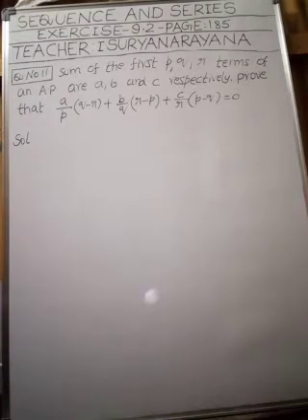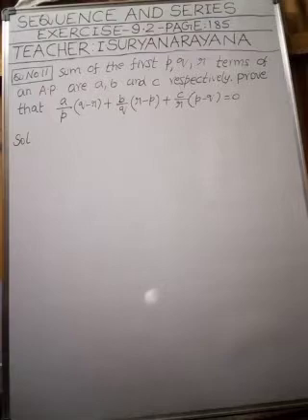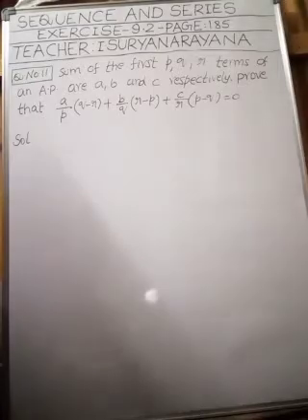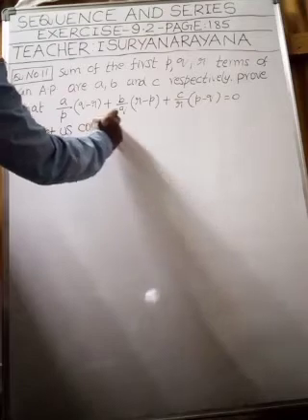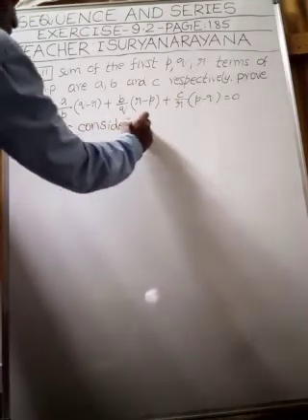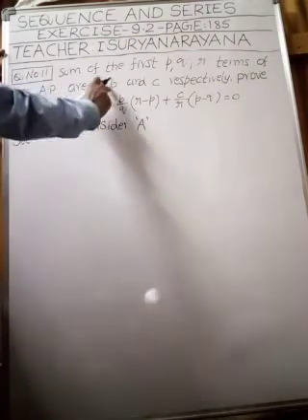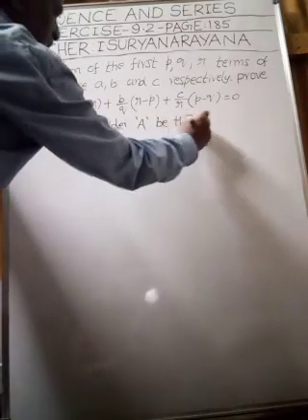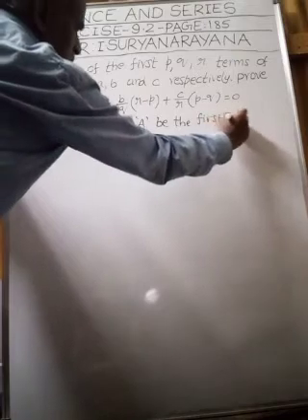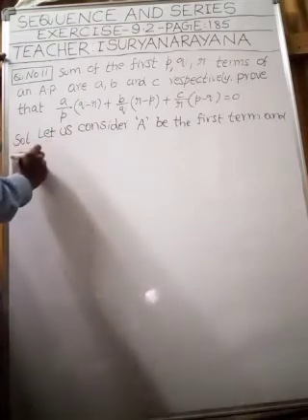As we have assumed, the first term of the arithmetic progression is a and the common difference is d for the previous questions. Here also let us assume. Okay, my children. Let us take capital letter A here, because already small letter a is given. Okay, my children. So capital letter A be the first term, and D be the common difference.